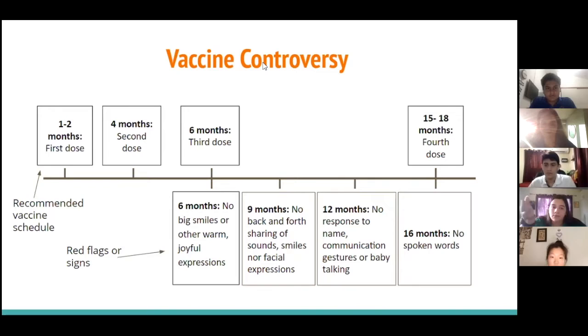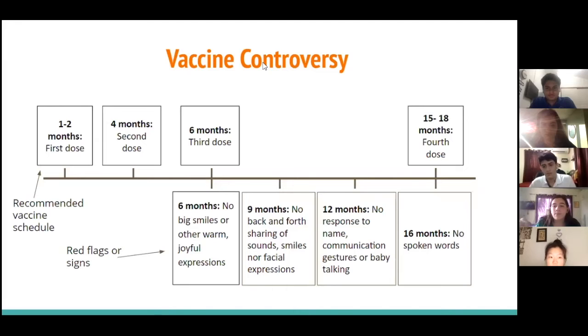until the third dose, at 6 months, when parents usually notice that there are no big smiles or warm or joyful expressions. Then by 9 months, there is no back and forth sharing of sounds, smiles, or other facial expressions. And by 12 months, there is no response to a name. The baby does not respond to his or her name. There are no communication gestures such as pointing at things or moving their hands because they want to be carried, or things like that. Also, there's no baby talk yet.